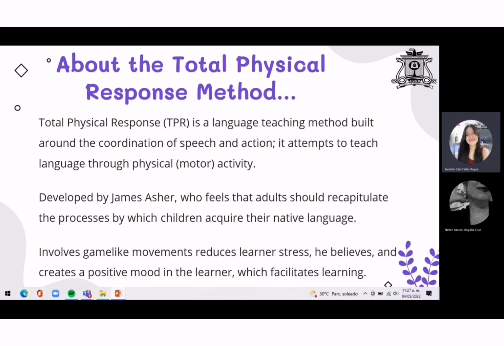So this author thought that adults can also learn a second language using the same processes as when they were learning their mother tongue. It involves game-like movements that reduce learner stress. He believes it creates a positive mood in the learner, which facilitates learning. So basically, he thought that if you were learning something in a more fun way, it can facilitate your learning.